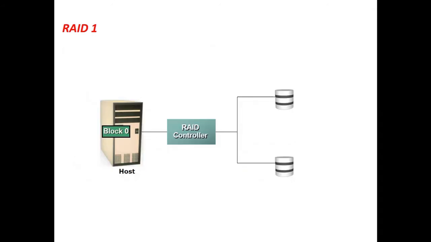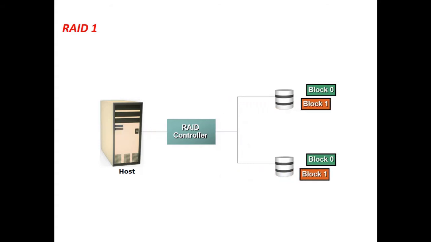Let us look at a simple animation to understand this RAID 1 implementation. A block of data will be sent by the host to be stored onto the storage device. The RAID controller mirrors this block 0. It mirrors this and stores 2 copies of the data. The same data will be stored in 2 hard disk drives. So this is mirroring. Similarly, the next block of data comes, the RAID controller will mirror it and store it in 2 different hard disk drives.